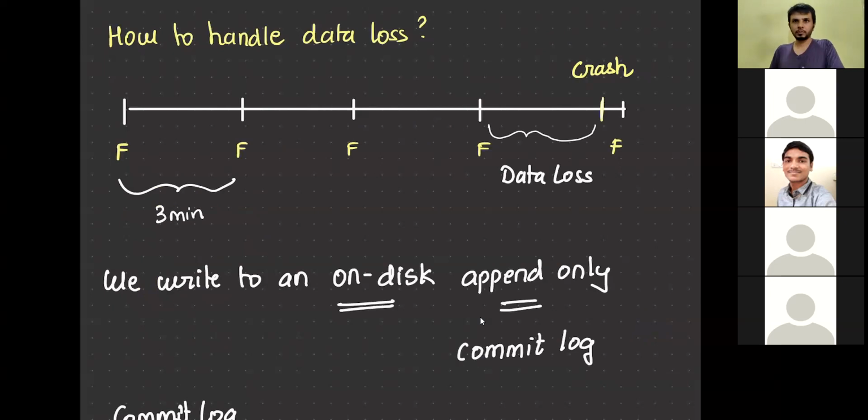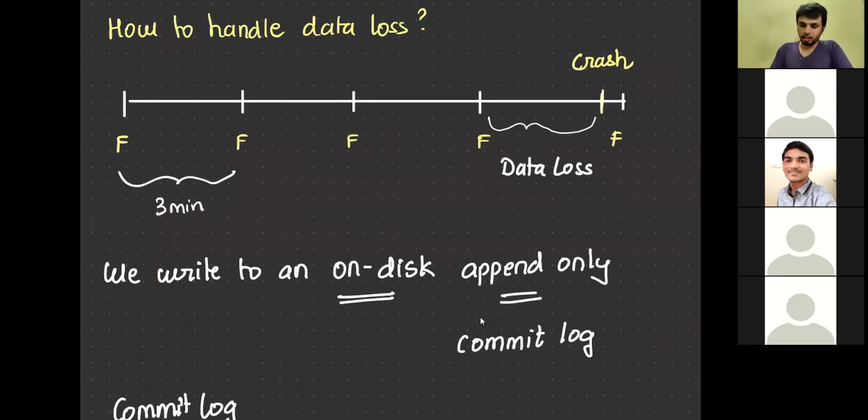So what would happen for data loss? Up till now the writes have been in memory. Wherever the flush is written, this is where the flush is happening. Let's say we are flushing the data every 3 times. So let's say once a flush happened, and just before the next flush, there is a crash. So the data which was written during this time is lost.